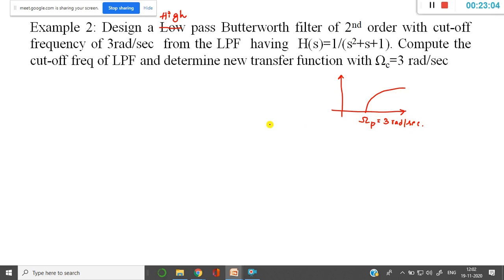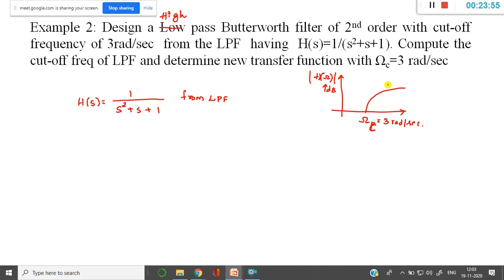From a low pass filter having h of s, in this problem they have already given me the low pass filter's characteristic equation, that is s square plus s plus 1 of this format. They have already given me the h of s from the low pass filter. Now I am supposed to compute the cutoff frequency of this and determine the new transfer function. The cutoff frequency, omega c, or you may consider cutoff frequency or pass band frequency, everything will be the same. So this is h of omega, and this is in terms of dB.